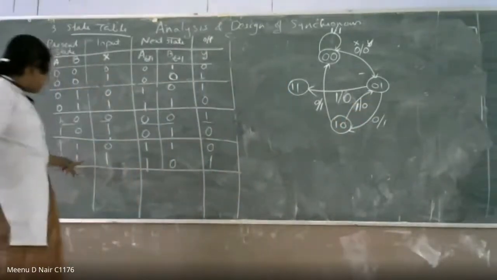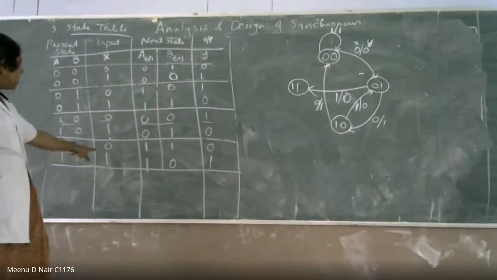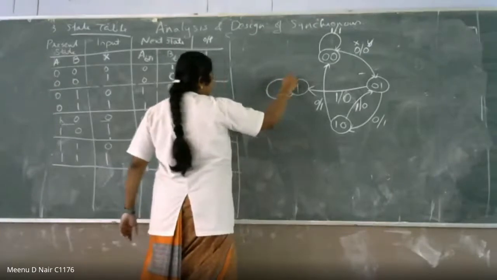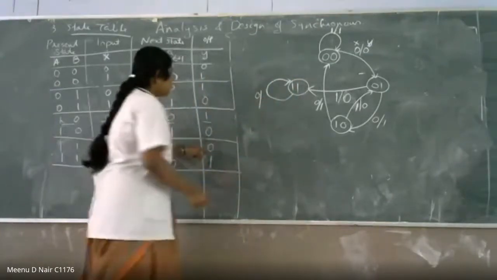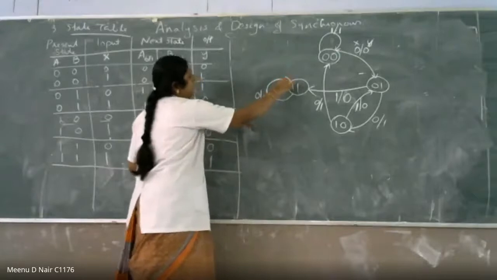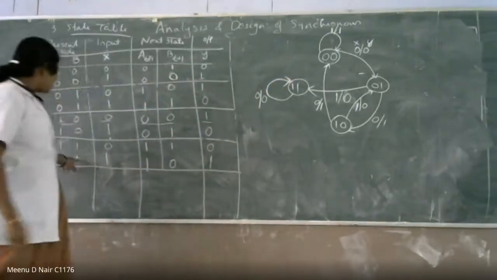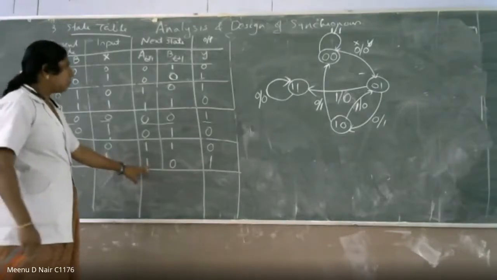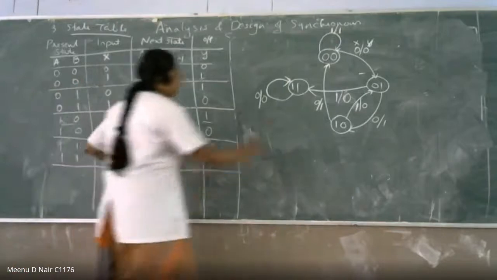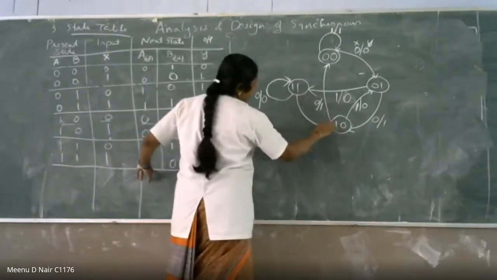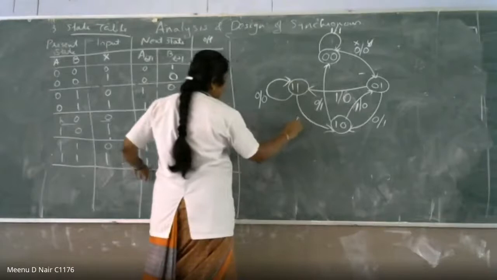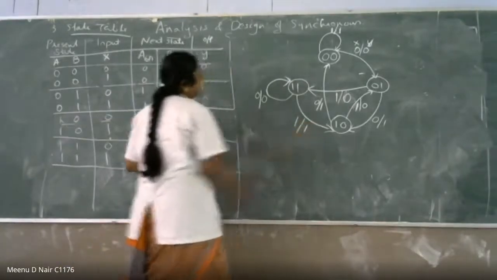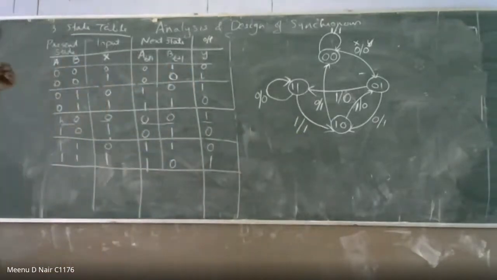Right. Then the last one, 1, 1. Input 0, next state is 1, 1, output is also 0. Okay. Then what about the last one? 1, 1, input 1. Next state is 1, 0. So it will come to here. Input is 1, output is 1. This is the state diagram.